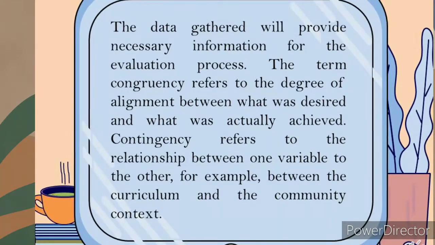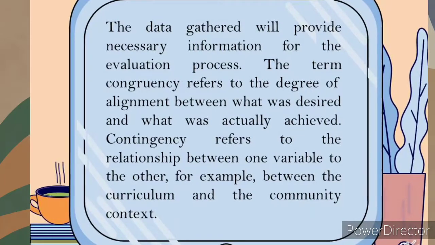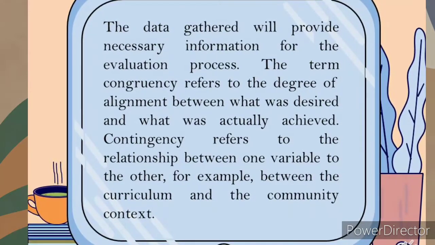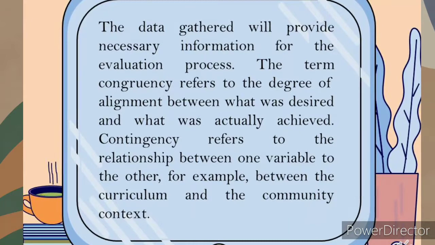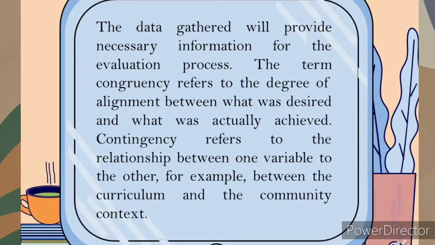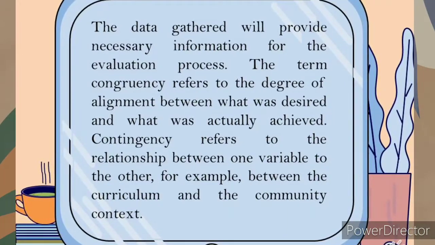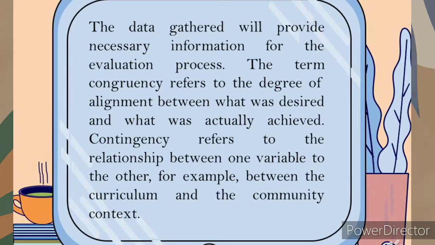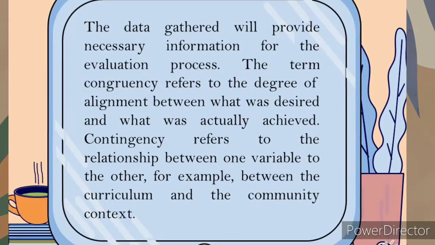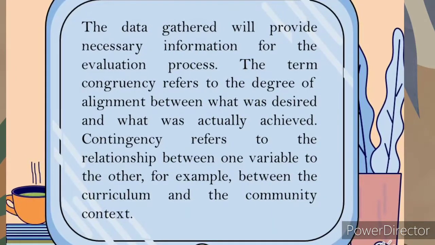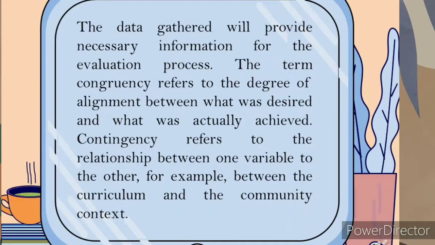The data gathered will provide necessary information for the evaluation process. Congruency refers to the degree of alignment between what was desired and what was actually achieved. Contingency refers to the relationship between one variable and another, for example, between the curriculum and the community context. Stake's model provides evaluators with an opportunity to compare the desired outcome. The benefit of this is that it is the curriculum developers that set the criteria of evaluation. All the evaluators do is determine if the curriculum performed in a manner that is consistent with the ideas of the developers.